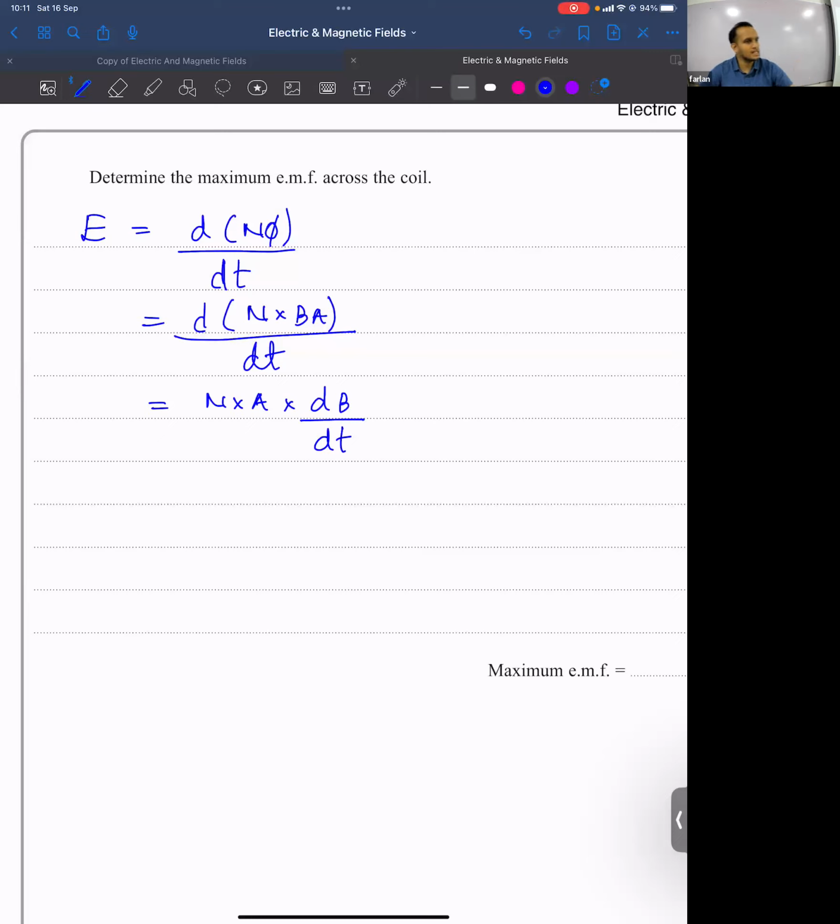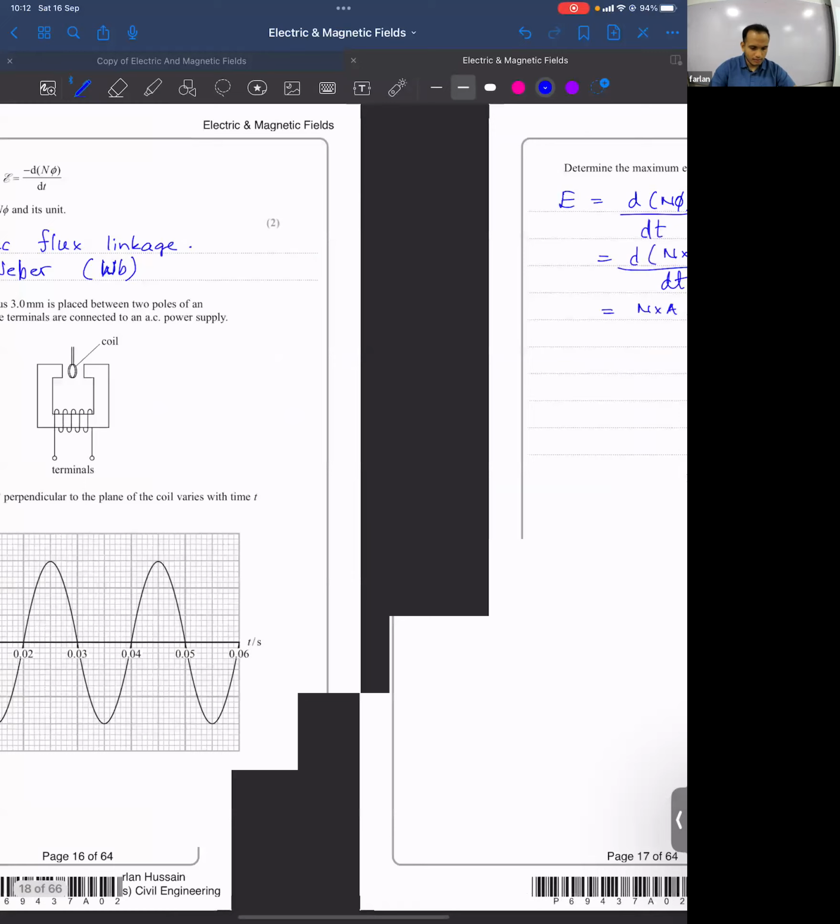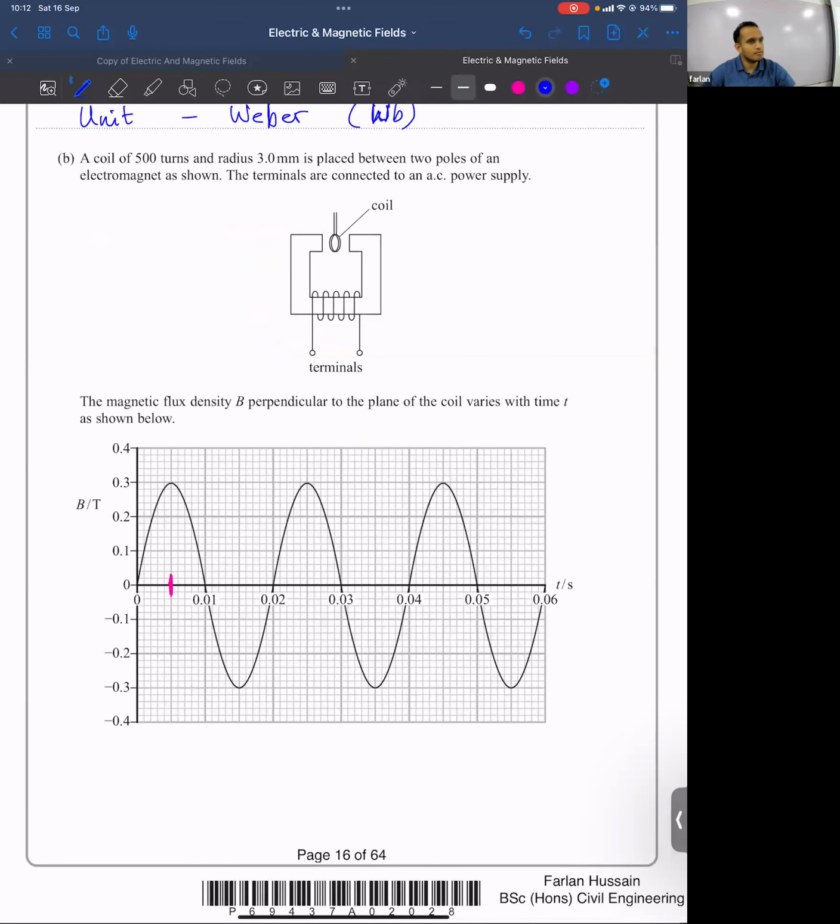The B is the one which is changing here. The magnetic flux linkage changes because the B is changing. Listen to me carefully. The magnetic flux linkage is changing not because the number of turns is changing or the cross-sectional area is changing. It is changing because the B is changing. So I can write here E equals N into A into dB by dt, rate of change of flux density. Now the graph that we have been given is magnetic flux density versus time. The gradient of this graph means what?